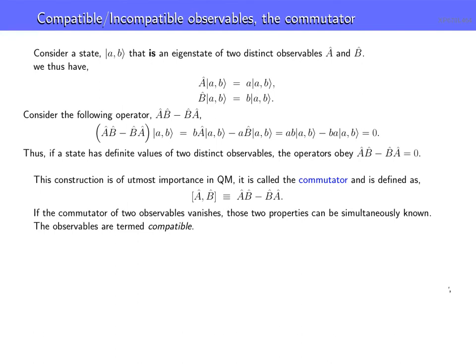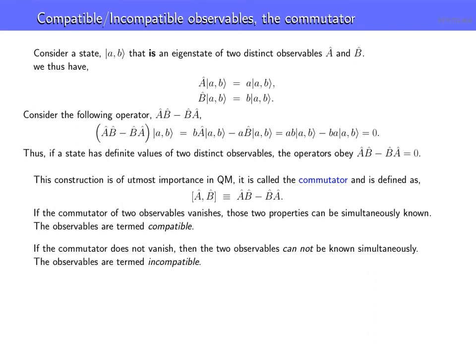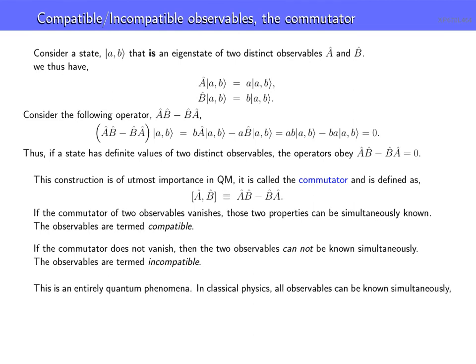Now, in the case where the commutator does not vanish, that's really the interesting one, then the two observables cannot be known simultaneously. And we call those incompatible observables. And again, this is an entirely quantum phenomenon. In classical physics, all observables can be known simultaneously in principle. There are some statistical mechanical discussions, but in principle, you can know everything in classical physics. Another way to say that is that in classical physics, all observables commute.